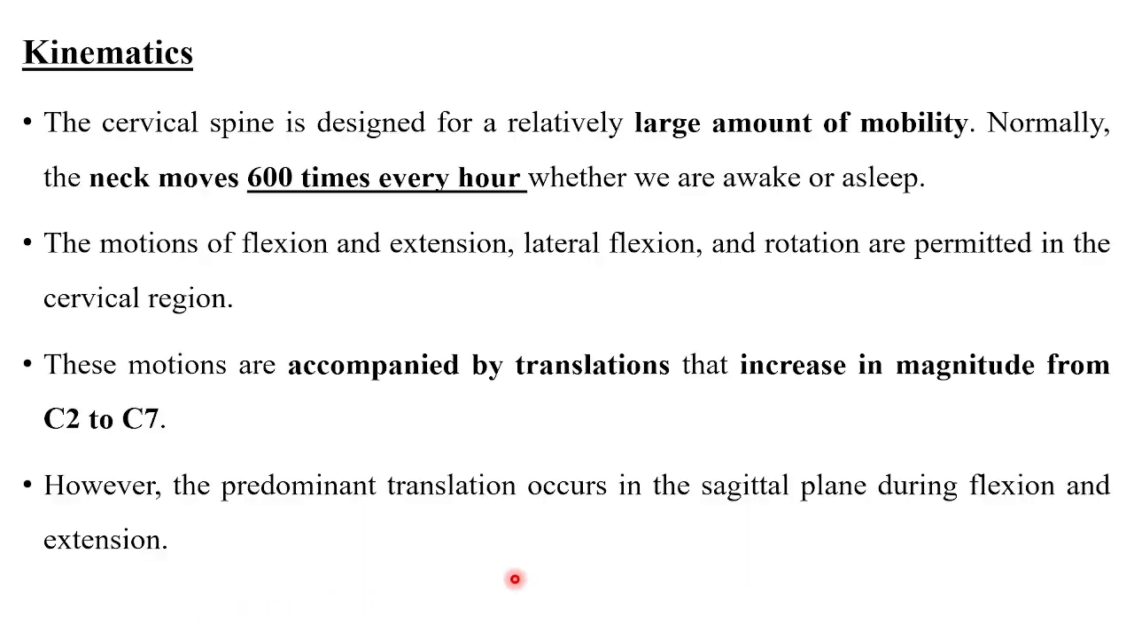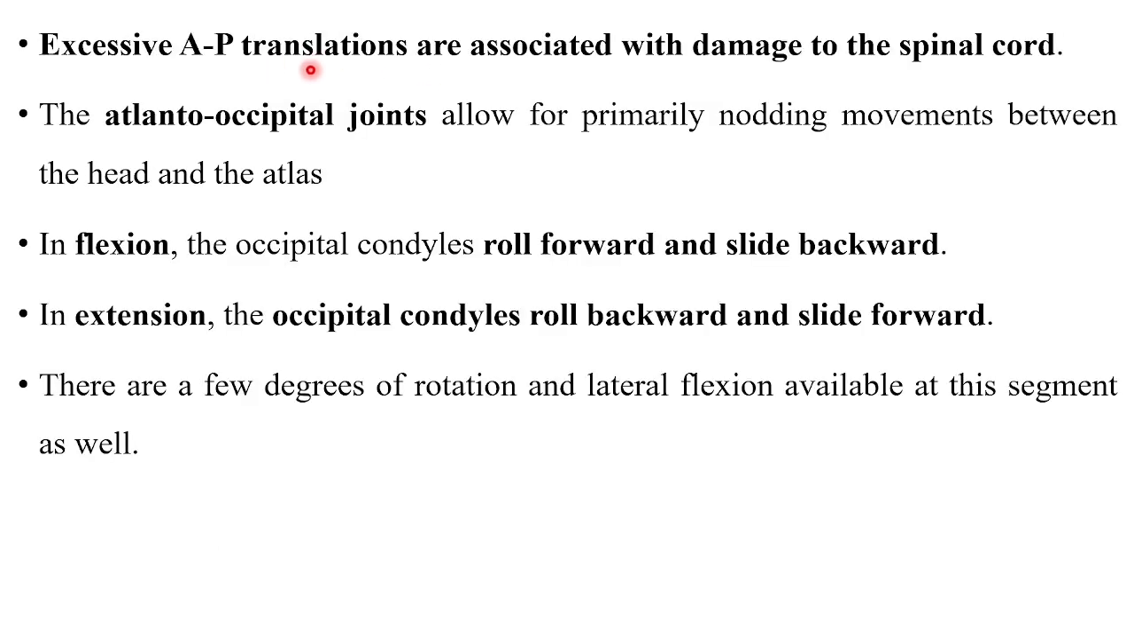The extra space helps to ensure that the spinal cord is not impinged on during the large amount of motion that occurs here. Coming to the kinematics, the cervical spine is designed for a relatively large amount of mobility. Normally, the neck moves 600 times every hour, whether we are awake or asleep. The motions of flexion and extension, lateral flexion and rotation are permitted in the cervical region. These motions are accompanied by translations that increase in magnitude from C2 to C7. However, the predominant translation occurs in the sagittal plane during flexion and extension. Excessive anteroposterior translations are associated with damage to the spinal cord.